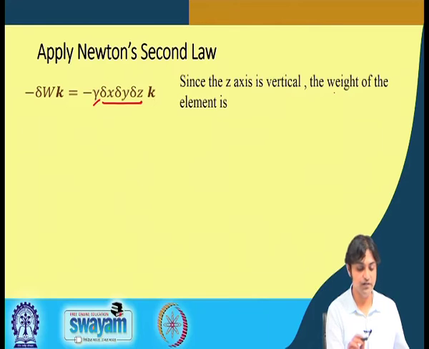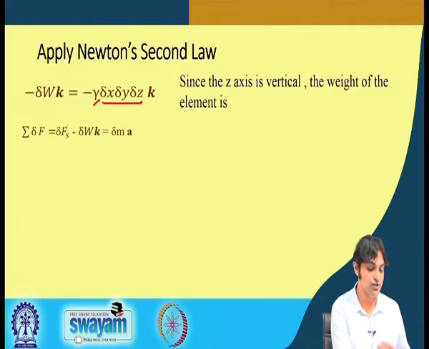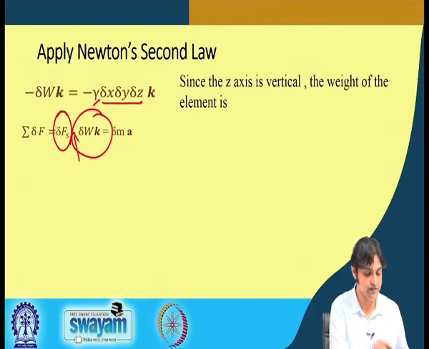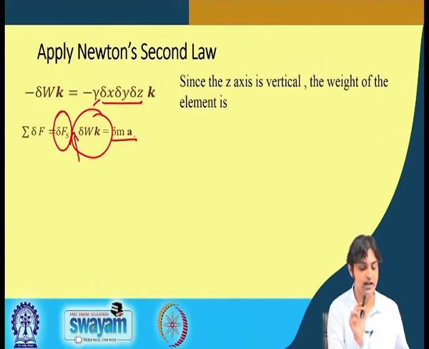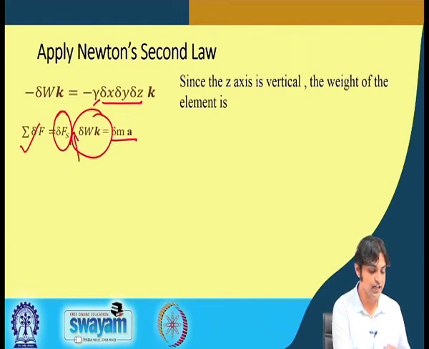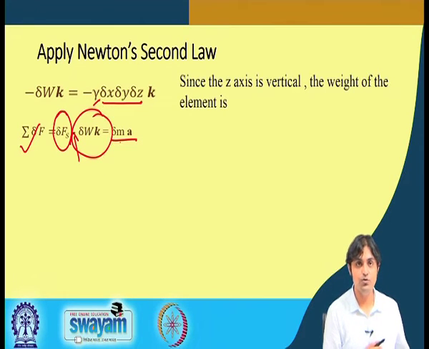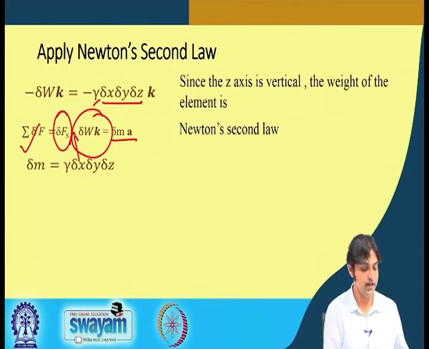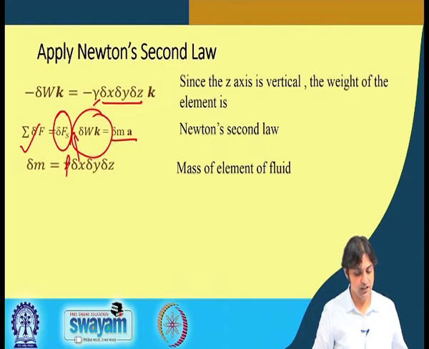Since Z axis is vertical, the weight of this element can be written as, see there is a force so the net force will be the surface forces plus the weight. Since the weight is acting downward, we have assumed a negative sign here, and this should be equal to delta M into A. So net force delta F is the mass into acceleration. We are doing just Newton's second law here. Okay. So mass, as we already seen, is rho into delta X into delta Y into delta Z. This is mass of the element of the fluid.